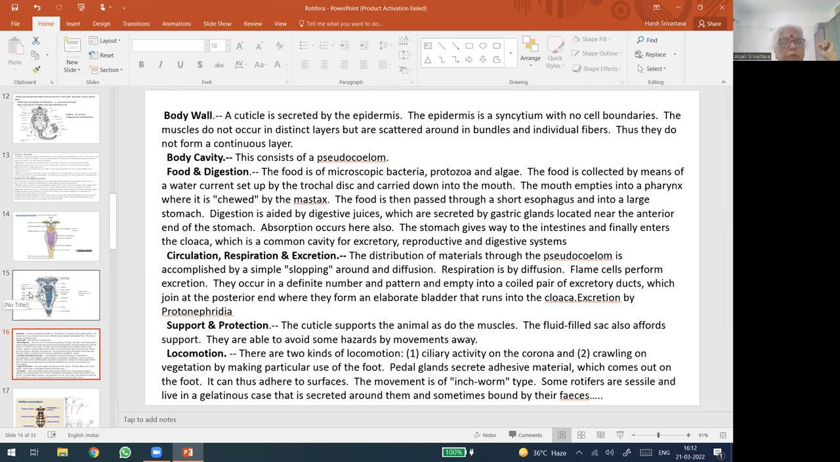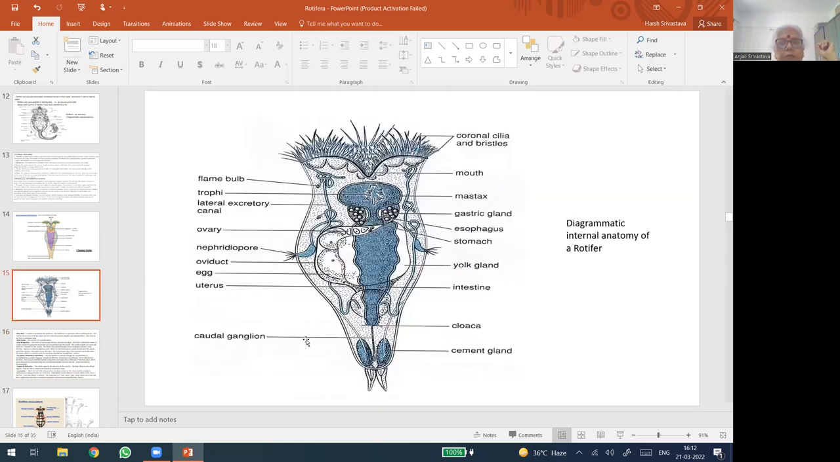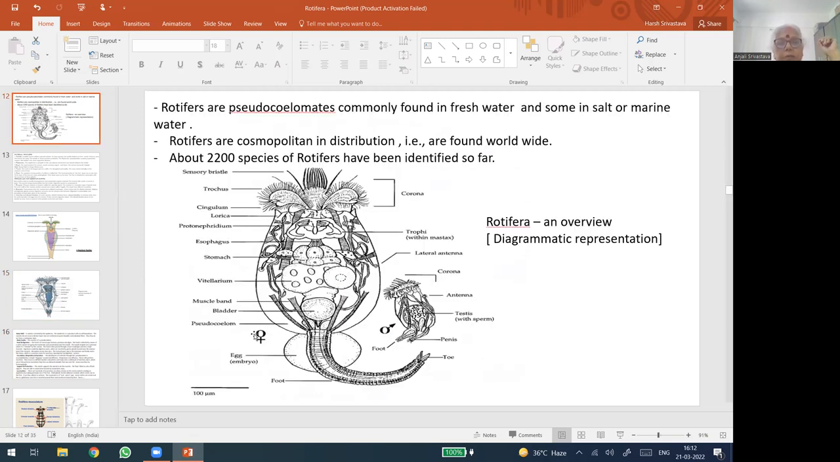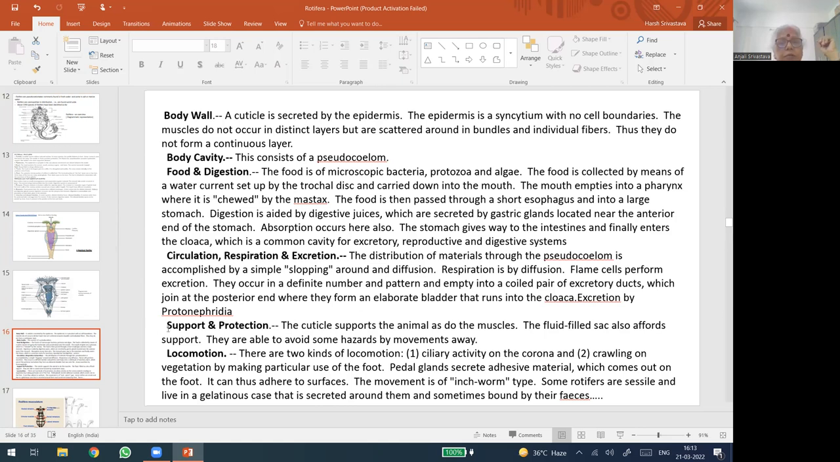Excretion by protonephridia. You can see here, these are the excretory structures. In this diagram, it is very clear. This is the bladder, where the excretory ducts, reproductive ducts, and digestive intestinal opening all open, and then it opens outside through the anus. So this is the circulation, respiration, and excretion. The main way is by the process of diffusion. And for support and protection, the cuticle supports the animal.